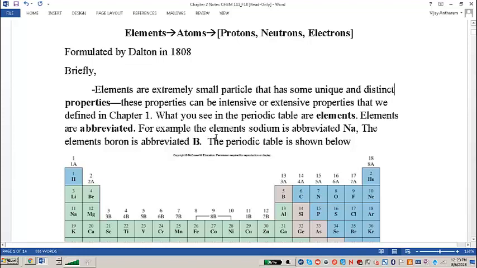Briefly, elements are particles, and they have unique and distinct properties. These properties can either be intensive or extensive. So every element that you see in the periodic table has some unique property, and we already discussed a little bit what intensive and extensive properties are.